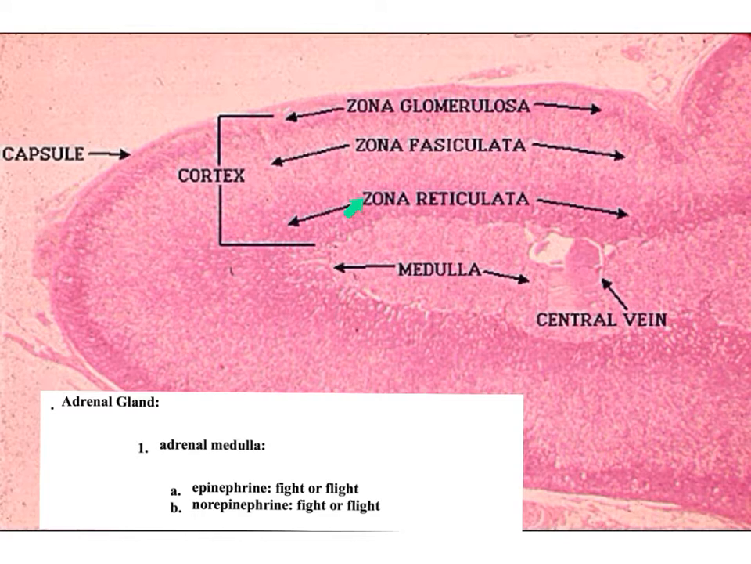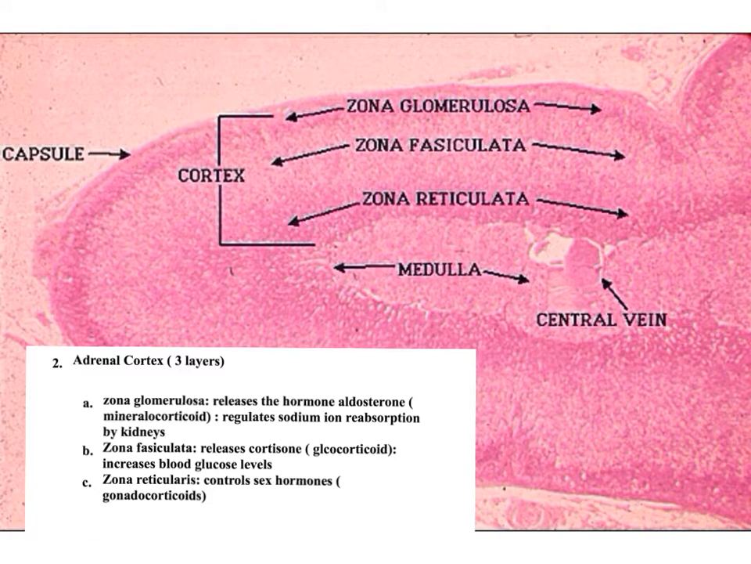The innermost layer is the zona reticularis, and this hormone is a gonadocorticoid, and it is a sex hormone. It helps to control some of the release of the sex hormones. And some of the statements I made on the previous slide I have typed up and placed right here on this labeled slide to help show what hormone is released by each of the sub-areas of the cortex.